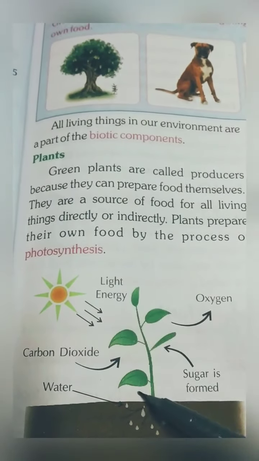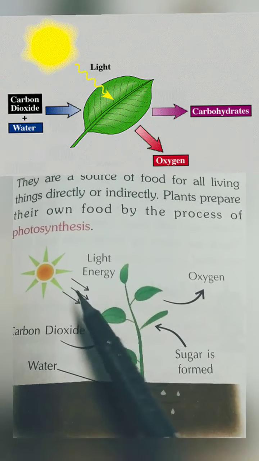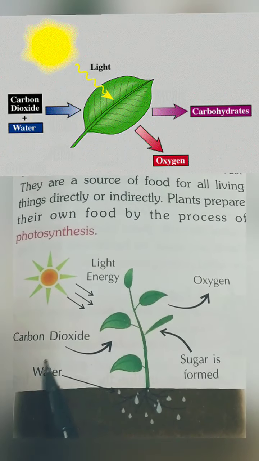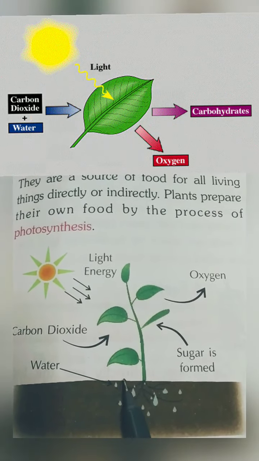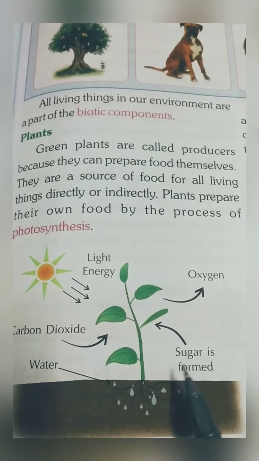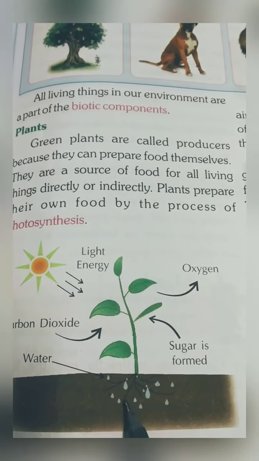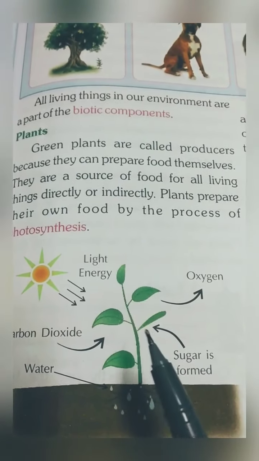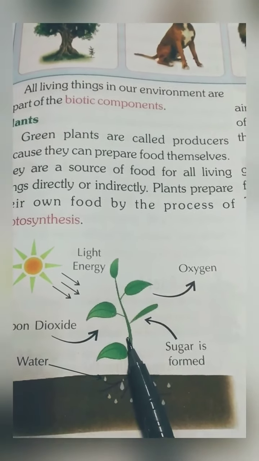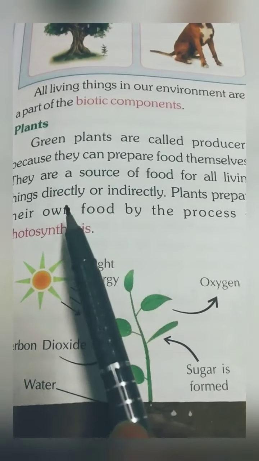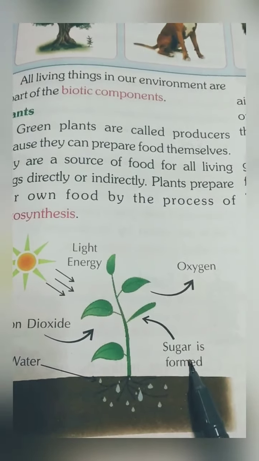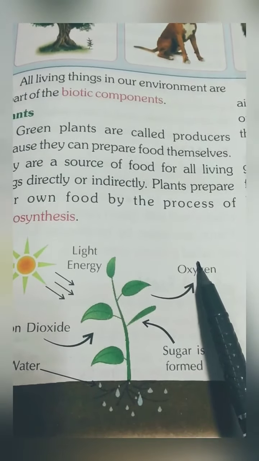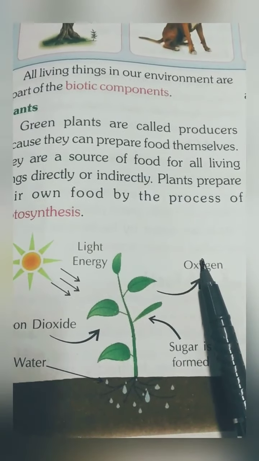You can see in this diagram how they make it clear that sunlight, carbon dioxide, water, and these all help in preparing food by the green plants. And after the photosynthesis process, sugar is formed and oxygen is formed, which is liberated by the plants.